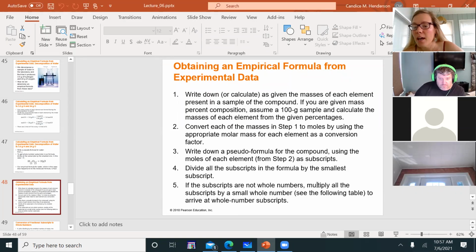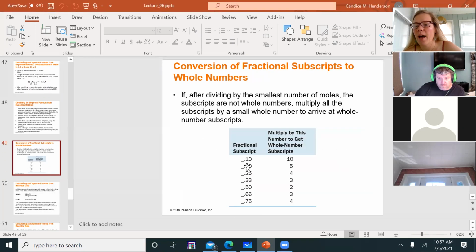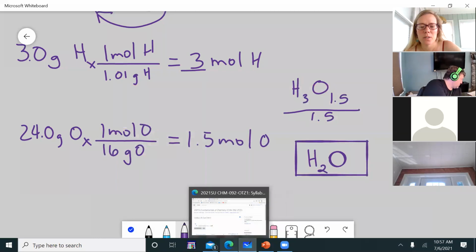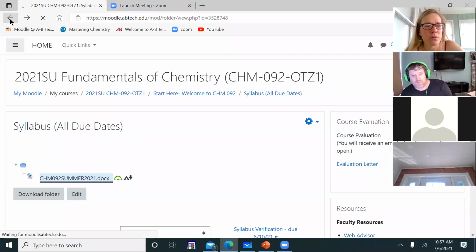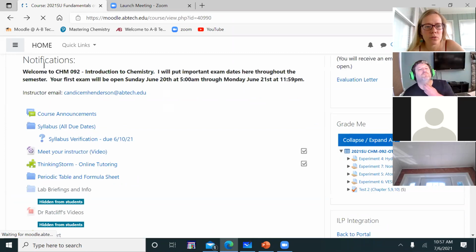If the subscripts are still not whole numbers, multiply by a factor to get to a whole number. So here are the values. If you had a remainder of 0.10, you'd multiply it by 10. If you had a remainder of like 0.5, you'd multiply it by 2. And you multiply everything by that value. So let's do a couple of these. These ones are hard for me to make up, so I'm just going to use the reference sheet that I have in the notes.